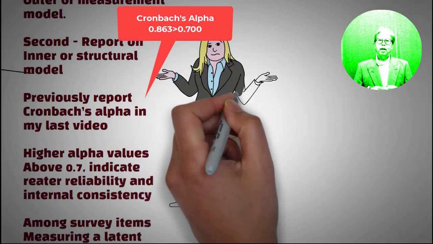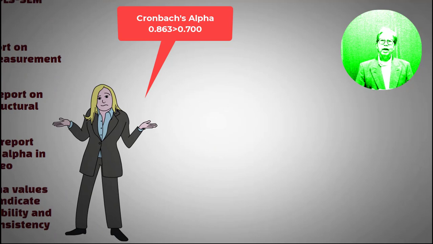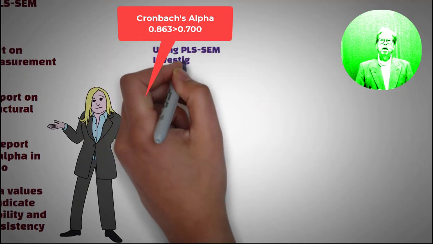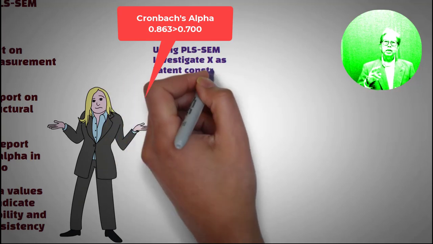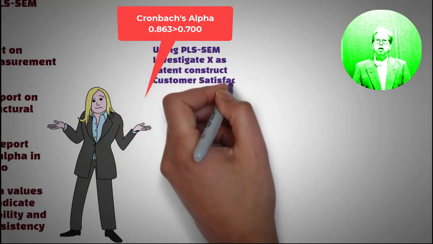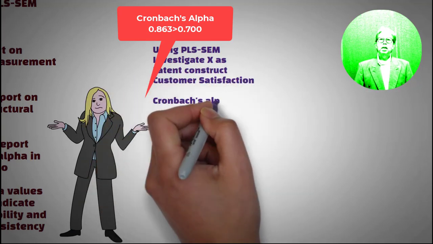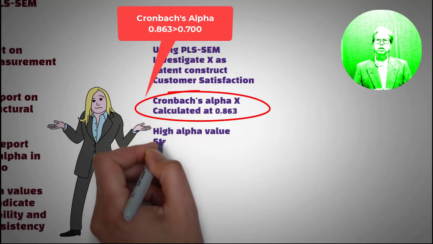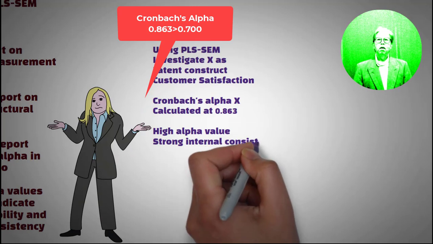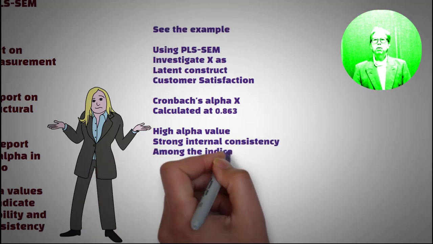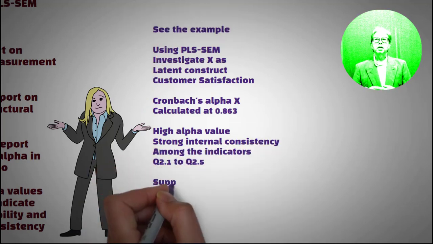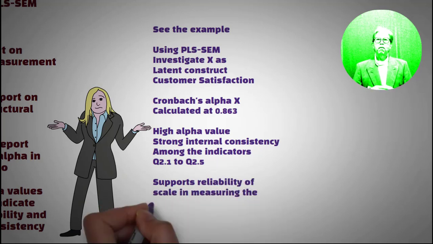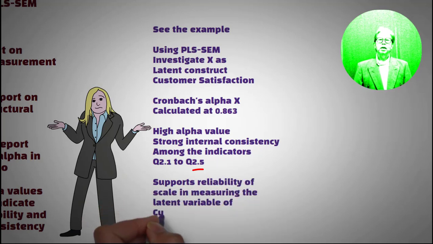Using PLS-SEM to investigate X as the latent construct of customer satisfaction, Cronbach's alpha for X was calculated at 0.863. This high alpha value demonstrates strong internal consistency among indicators Q21 to Q25, which supports the reliability of the scale in measuring the latent variable of customer satisfaction.